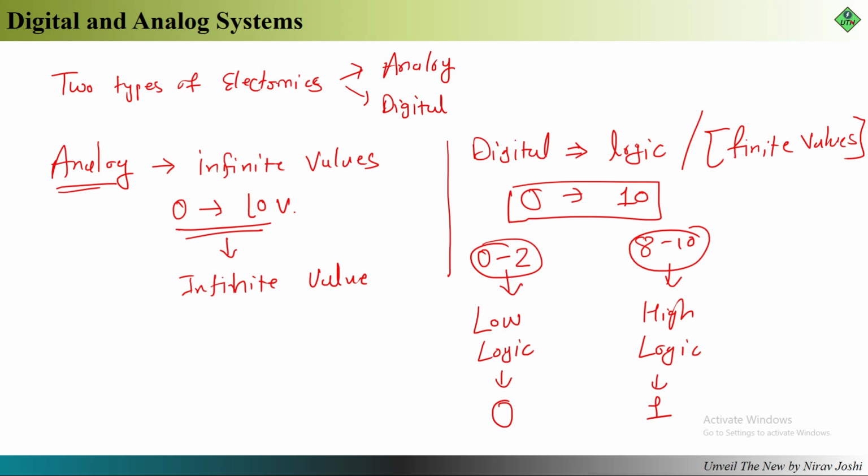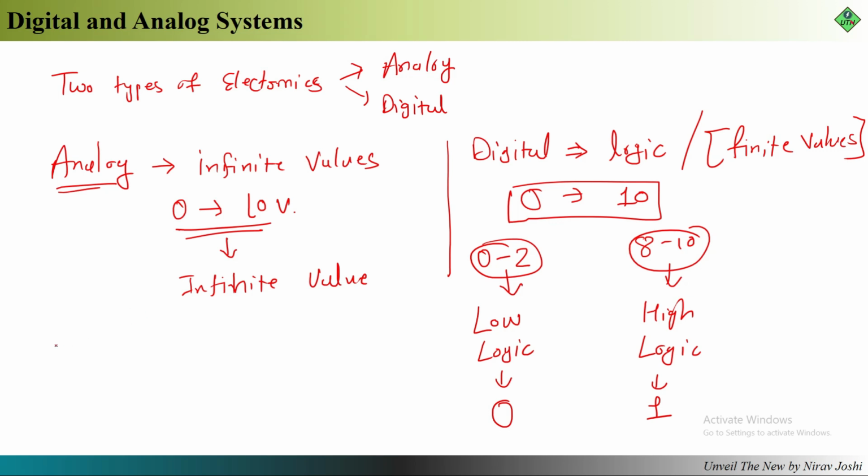So the clear-cut difference between analog and digital always lies in the number of values. Digital will always play in low logic or high logic, that means 0 and 1. You will never get any other value. But for analog, there are possibilities of infinite values. So this is the basic difference between analog and digital.